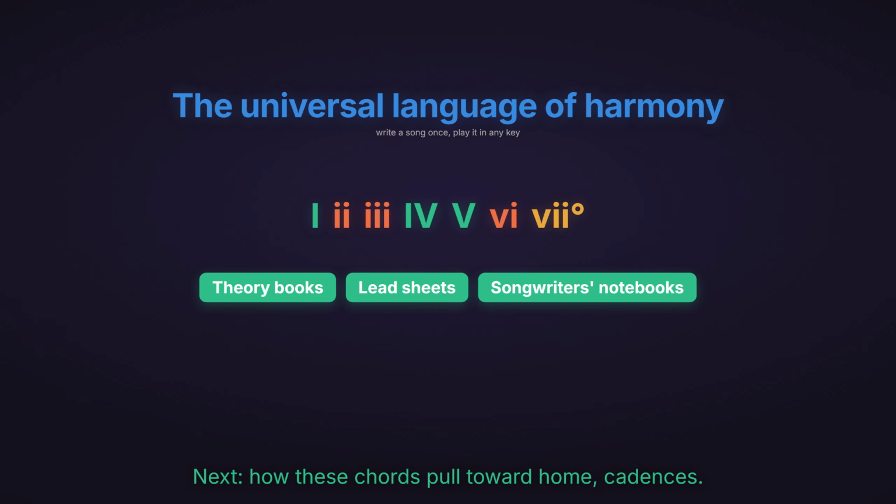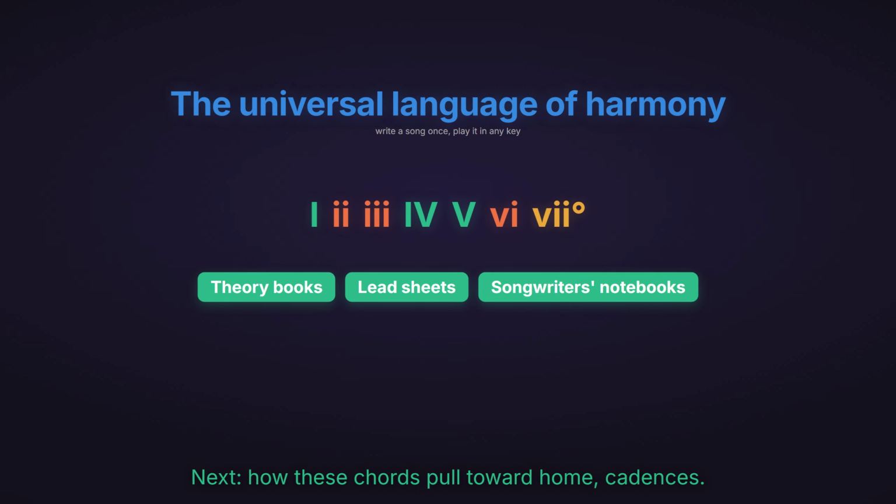And what comes next is the most important question of all: why do certain numbers pull so strongly toward home, and how do songs use that pull to feel finished? That is cadences, and that is where we go from here.